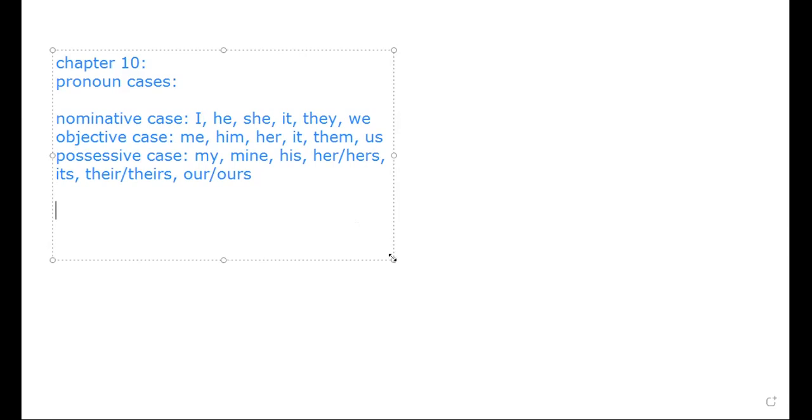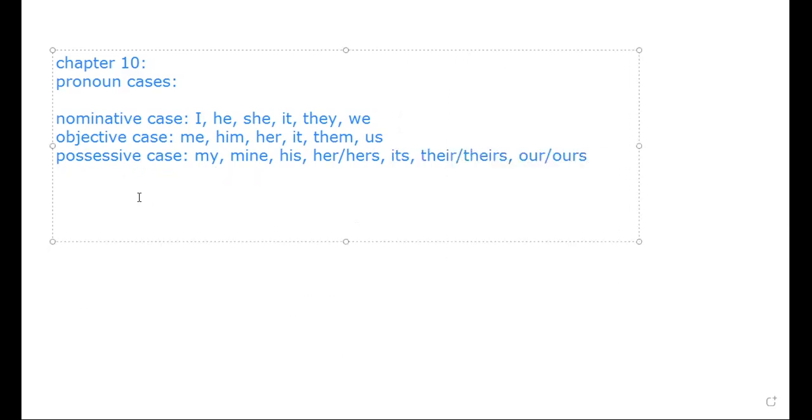The first thing that we discussed yesterday is the nominative case. We discussed it yesterday according to the weekly plan. In the nominative case, we have to use the following pronouns highlighted: I, he, she, it, they, and we.